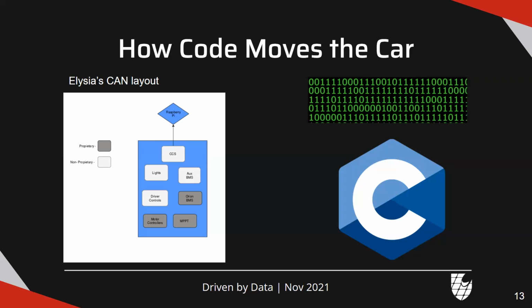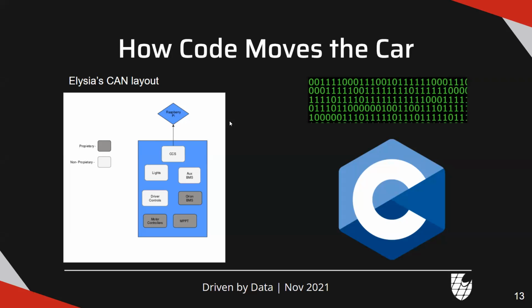Each CAN message has a specific structure that must be followed so that the receiving board is able to understand and interpret the message. So in the embedded subteam, the job is to program the boards to decipher the messages and take appropriate action.